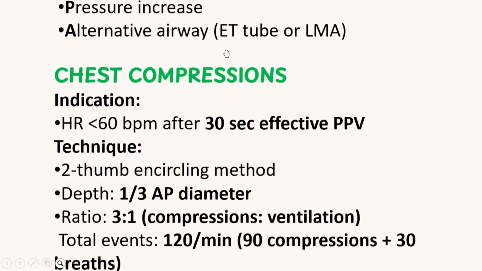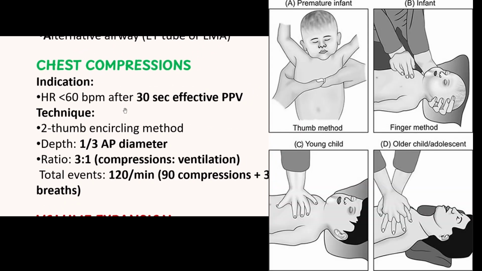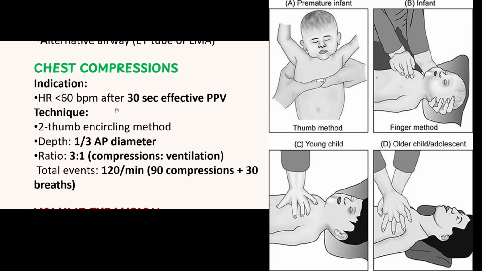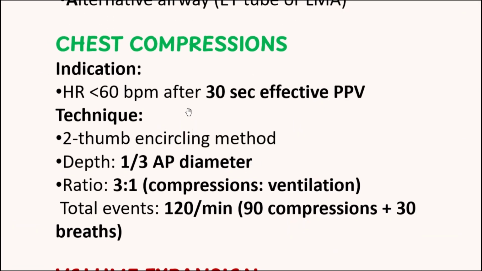So chest compressions is another aspect that you have to understand. These are mostly going to be required when you have a heart rate less than 60 beats per minute after 30 seconds of effective positive pressure ventilation. The technique is you use two thumbs with an encircling method, and the depth should be at least a third of the anteroposterior diameter of the child's chest. So from the top, the sternum, to the back, about a third.